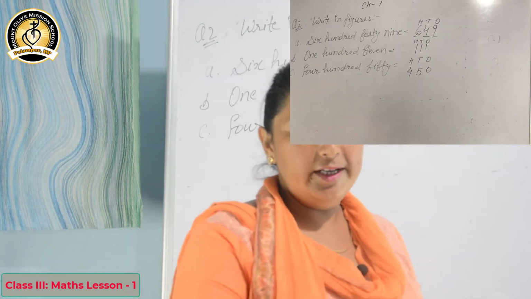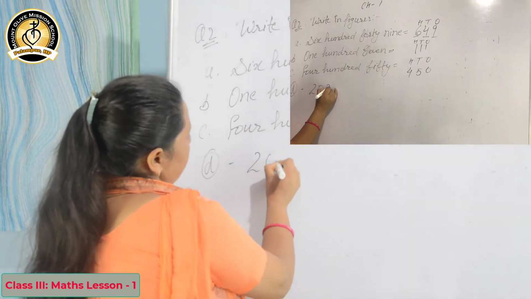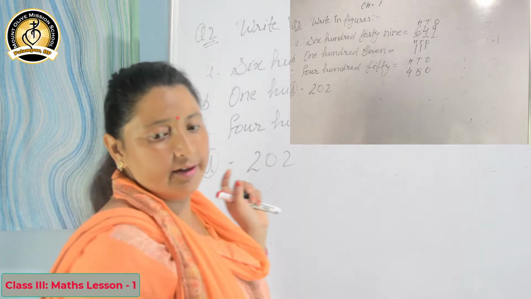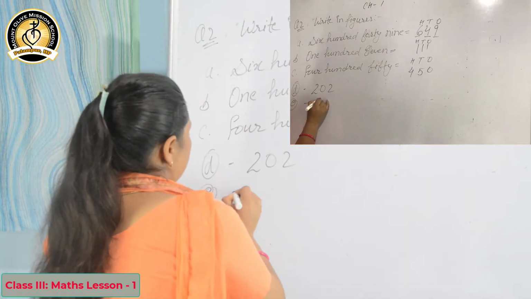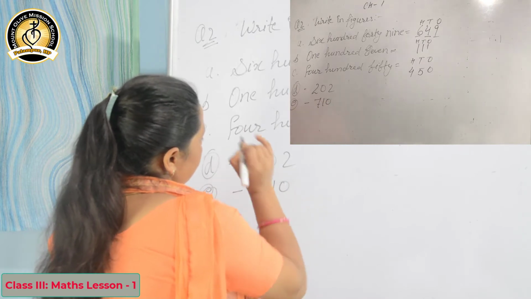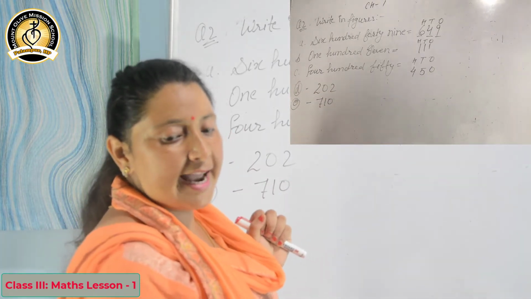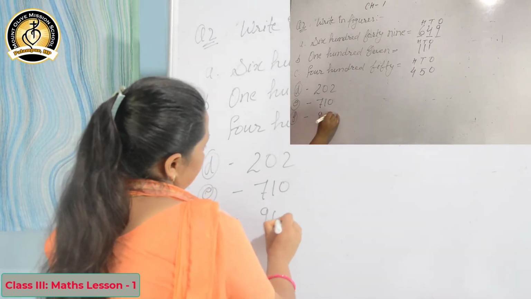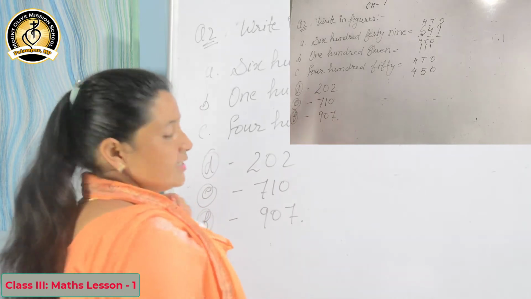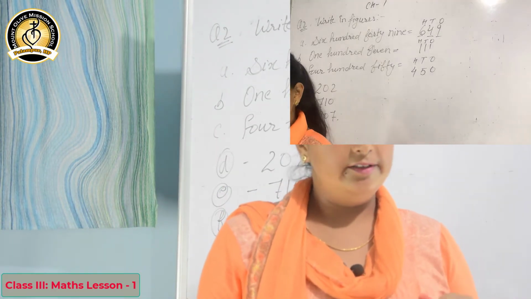Part D is 202. Part E is 710. And the last part, F, is 907. So this is question number 2: write the following in figures.